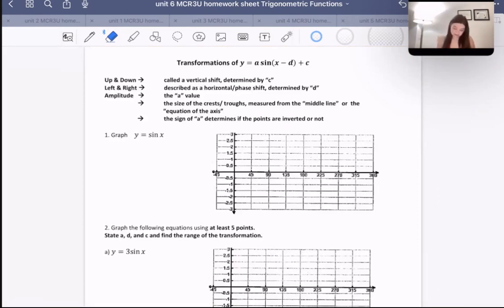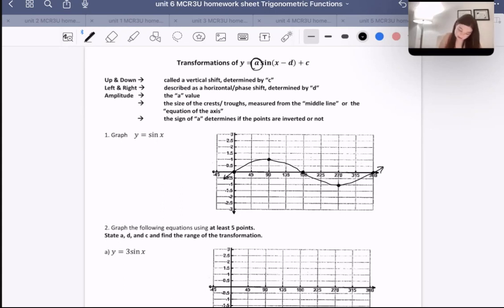So first, I'm going to draw this graph here. y equals sine x, just as we did before. In fact, this is exactly the same as what we've done before. Oh, I drew that point in the wrong spot. Oops. All right, there we go. So basically, what are the different transformations?